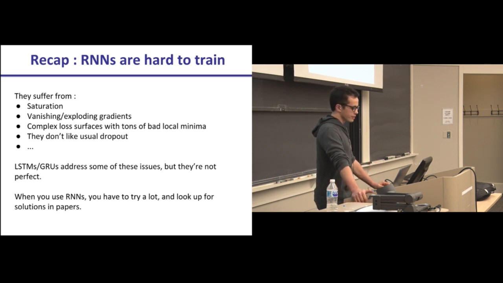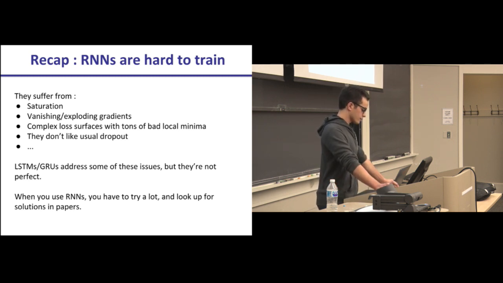So you know that LSTMs and GRUs are meant to solve some of these problems. For example, the exploding gradient related issues. But I mean, it doesn't always work. So when you use RNNs, you have to try a lot of stuff, look online for solutions adapted to your particular problem, and think about it quite a lot.